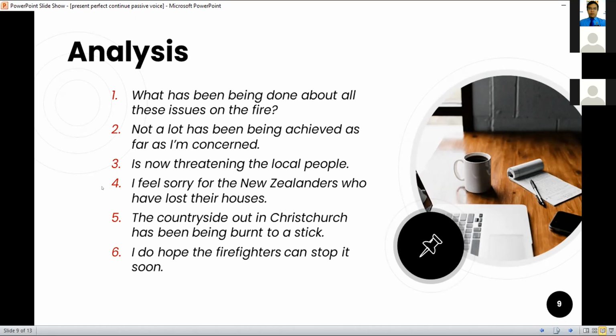Number 6: I do hope the firefighters can stop it soon. The auxiliary verb 'do' is used to give more emphasis to the phrase. 'Do' is used with a normal verb, not an auxiliary verb, to emphasize in English. Next slide, please.